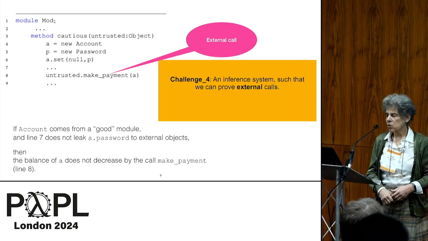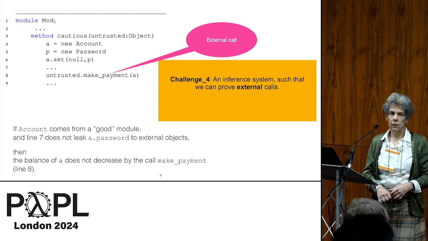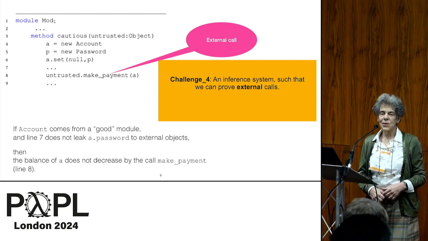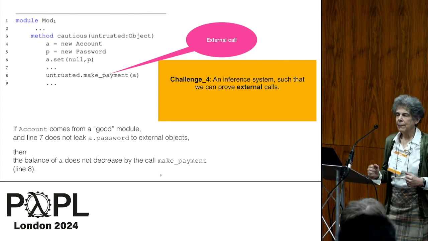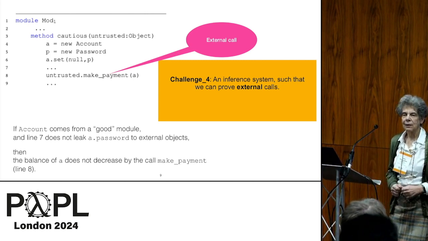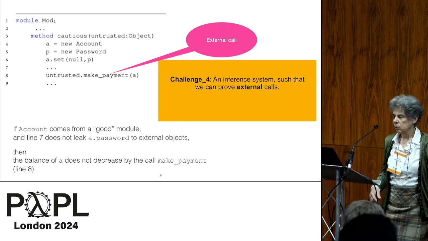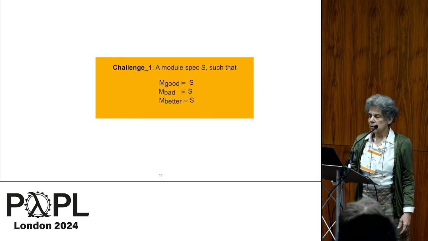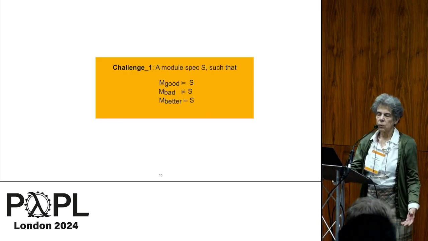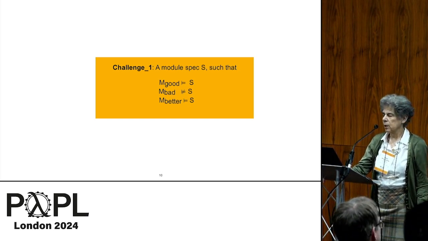So the fourth challenge is we want to have an inference system so that we can prove external calls. We have seen several such talks earlier, of course, but in the end I can discuss the difference between what we have so far and what we have seen so far. Right, so the first challenge: we want to have a specification language that allows us to distinguish between the good and the bad modules.